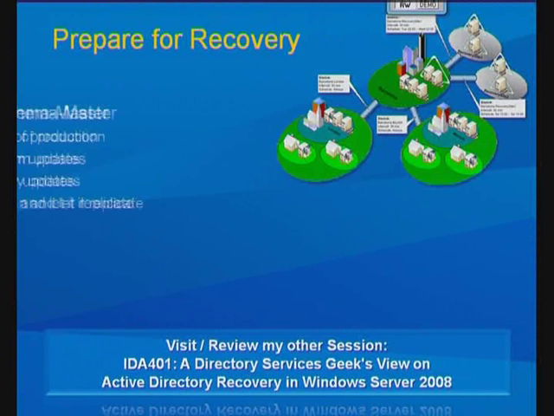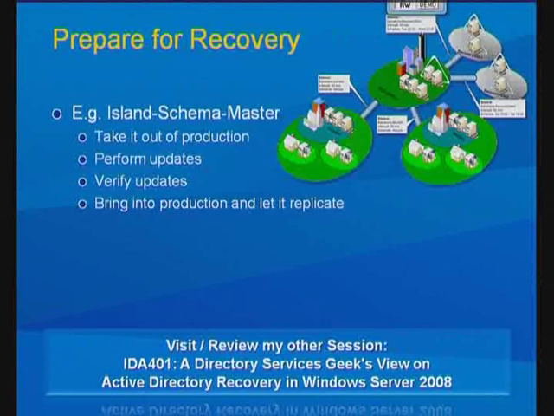And there are a couple of things here, depending on your likings and what you're implementing. In the past, there was a suggestion to use an island schema master: you take the schema master out of production, provide it with a network link so that the network interface is still happy, but it doesn't have any physical connection to your production network. Perform the updates on the schema master, verify that they are okay, and then bring it back into production and let it replicate.